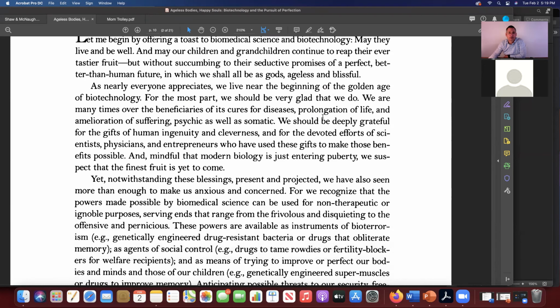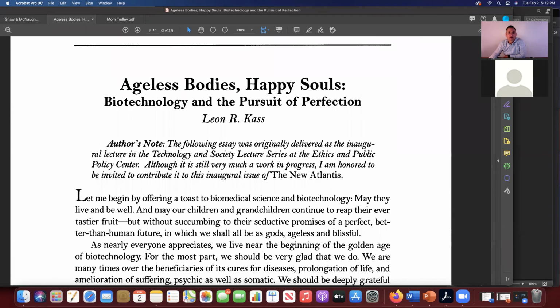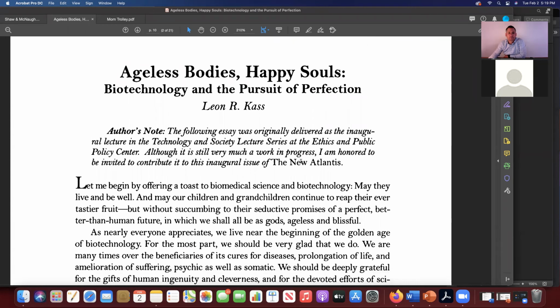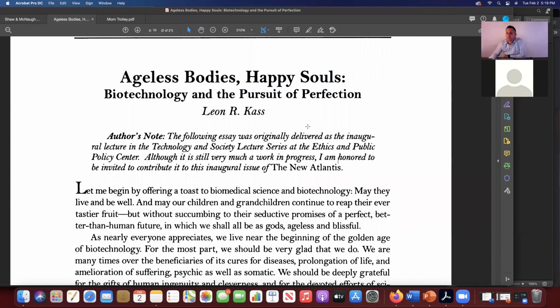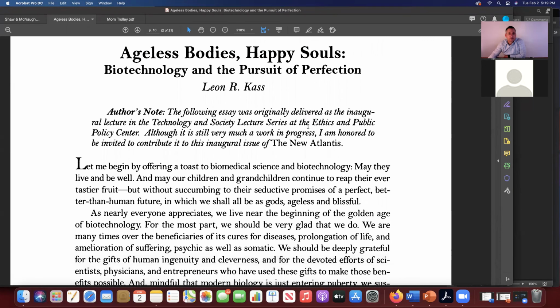Just think about the title of the paper, right? Ageless Bodies, Happy Souls, Biotechnology in the Pursuit of Perfection. And ultimately, what Kass is going to want to say is there are certain limits to be taken as we try to live healthily, right? Have healthy bodies, right? And as we try to have happy psychologies or happy souls. Okay.